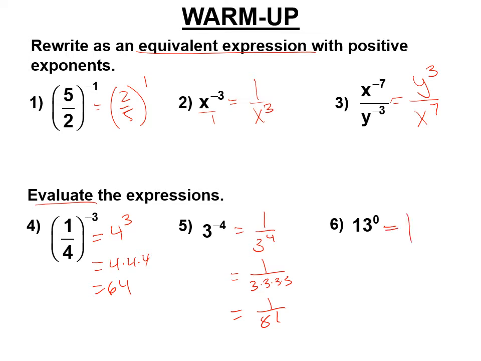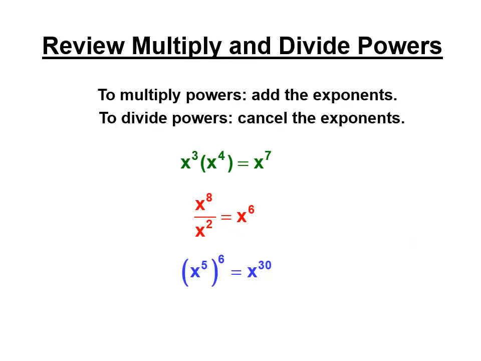Everything to the 0 power equals 1. Right, so what did we learn? We learned that when you're multiplying powers, you add the exponents. When you're dividing powers, we subtract or cancel the exponents. And when you have a power to a power, that x to the 5th power is a power to another power, you can multiply them. 5 times 6 is 30.